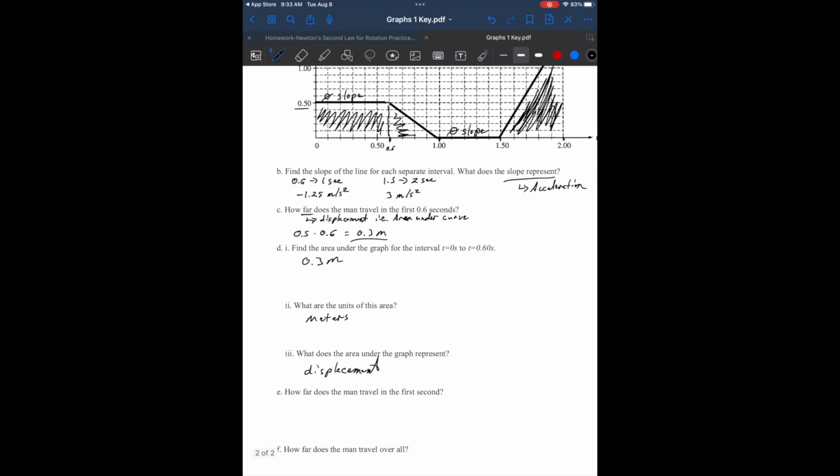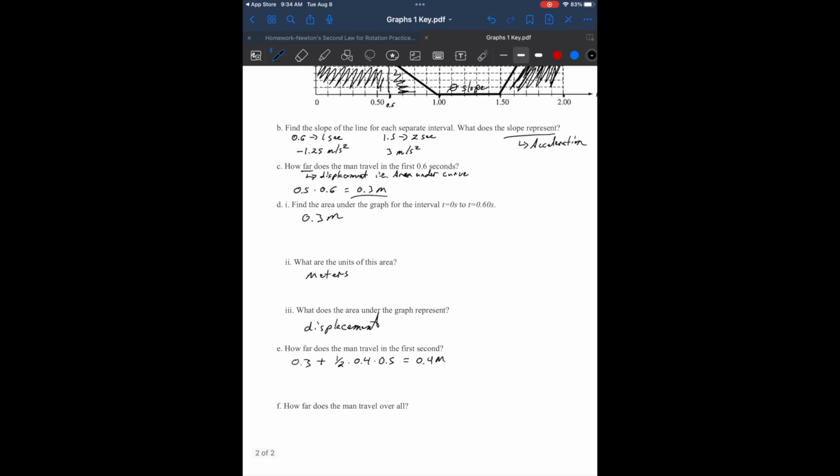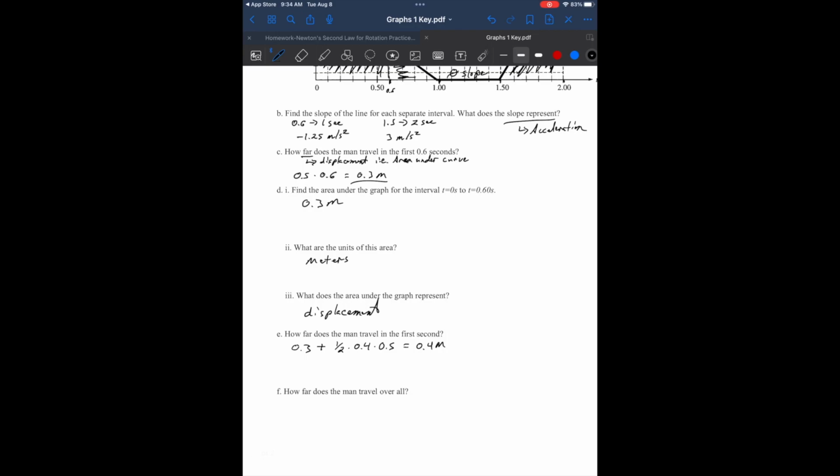Let's add on, how far does the man travel in the first second? So now they're saying from time point 0 all the way to time point 1 second. Well, we've already calculated the first 0.6 seconds. Now we need to just calculate from 0.6 to 1. So in the first 0.6 we had 0.3, and then from 0.6 to 1 we'll have 1/2 the base times the height. So 1/2 times 0.4 times 0.5. Put that into our handy dandy little calculator. 0.4 meters.